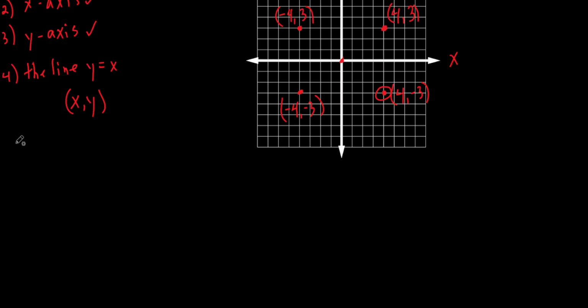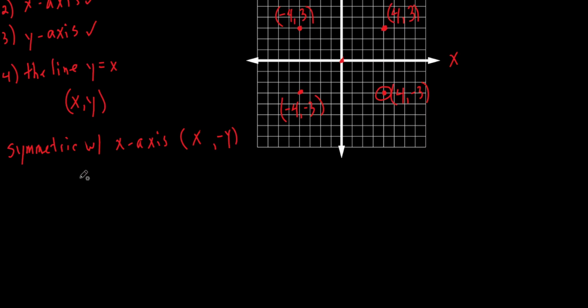So if you said it's symmetric with the x-axis, then what would your point be? Remember, if it's symmetric with the x-axis, we keep the x the same, don't we? So this would be x, and you change the sign of the y. So what would the y be? It'd be negative y, which means just the opposite sign of the y.